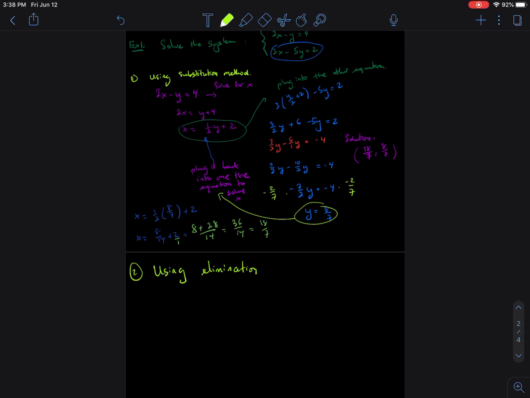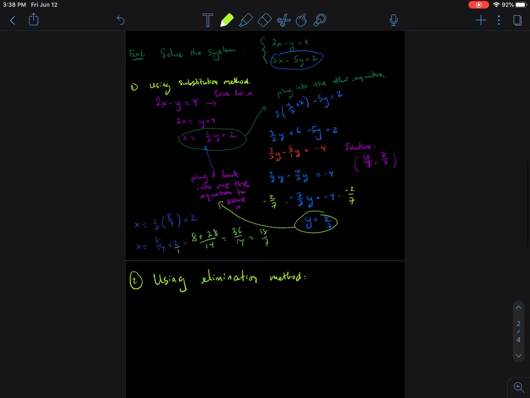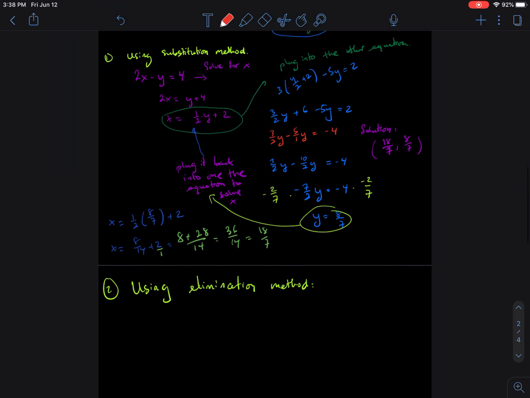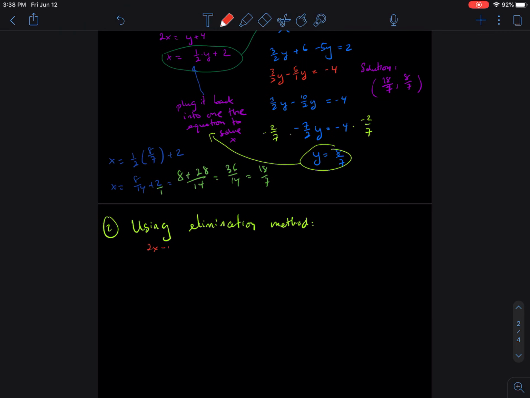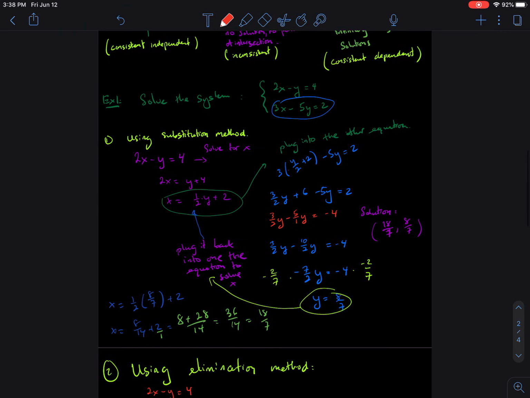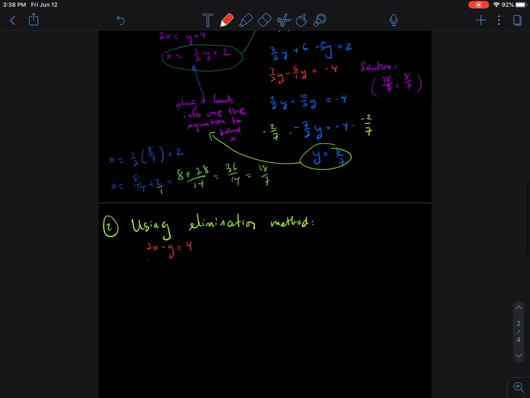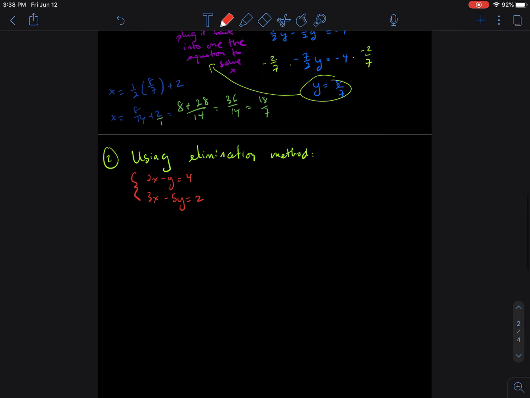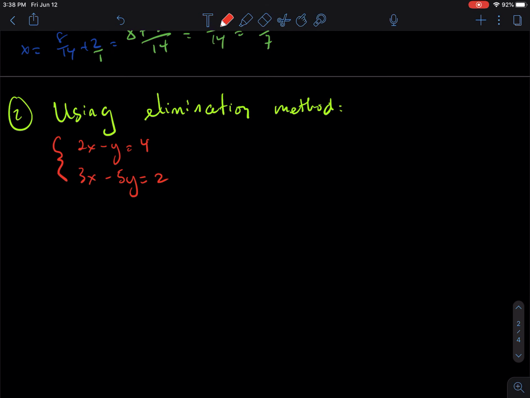Sometimes this is called the addition method as well. Okay. We are going to use the same system of equations: 2x minus y equal to 4, and then the other one is 3x minus 5y equal to 2. Okay, all right, so let's do this. Let's solve this using the elimination method.